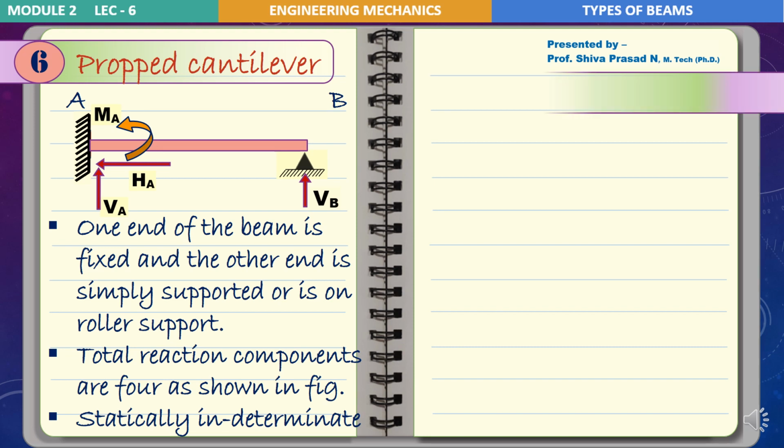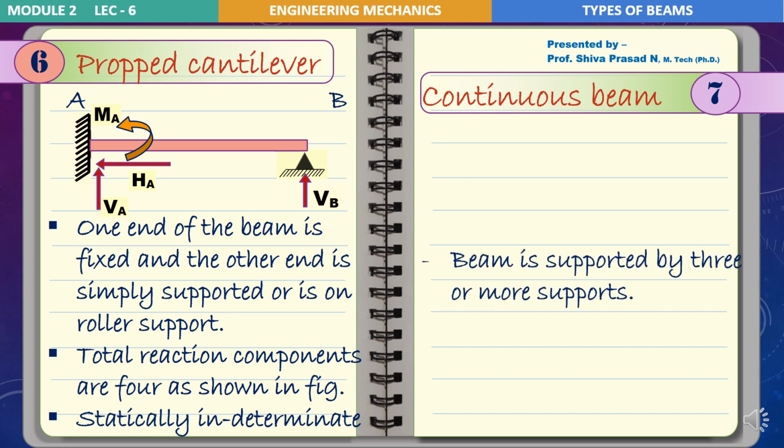Moving on to the last type of beam, that is the 7th type, the continuous beam. A continuous beam is one in which the beam is supported on 3 or more supports. The criterion for a continuous beam is that there are a minimum of 3 supports, or it may have more supports also.